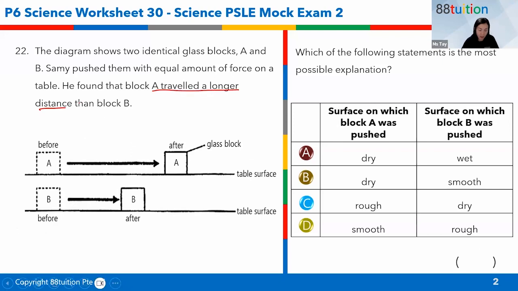And then it's actually the same glass block that you are using, identical glass block, and then there's equal force being pushed on them. So very obvious this is going to be the case, because you have to take a look at the surfaces. Smooth surfaces usually reduces friction, so lesser friction. And that's why the glass block here can move further. This one, no problem. I think it's pretty straightforward.